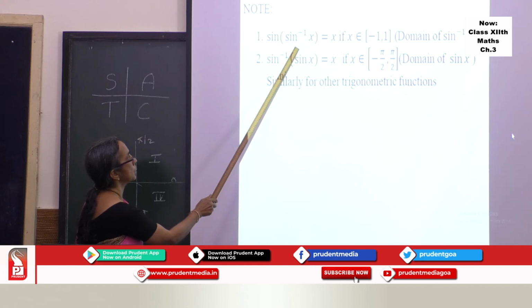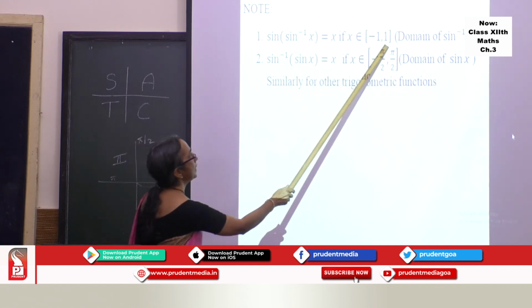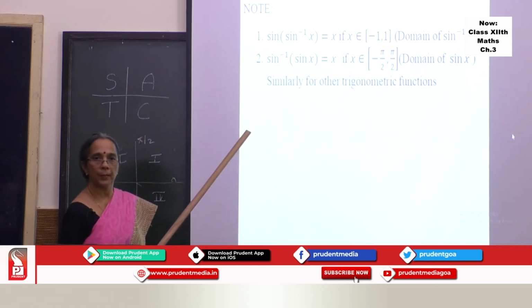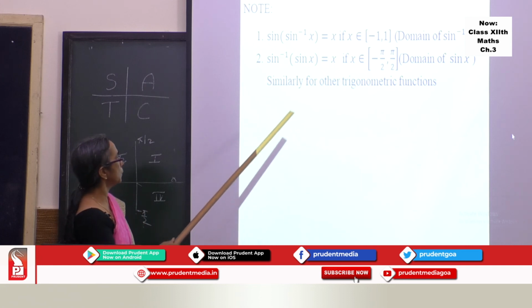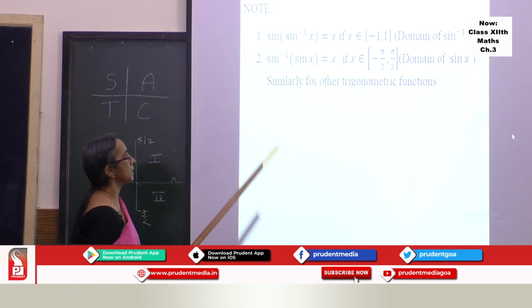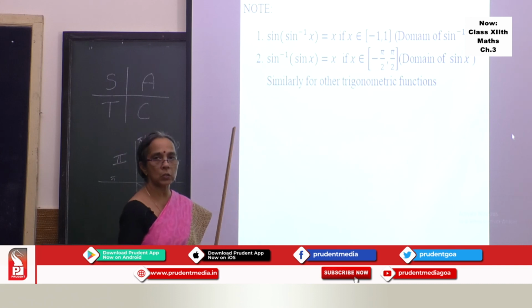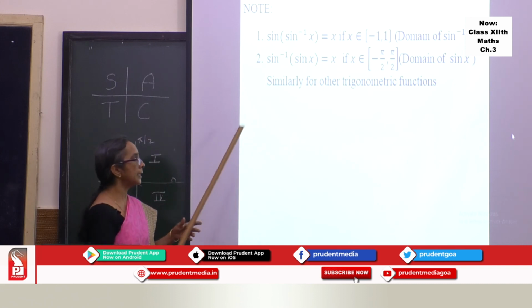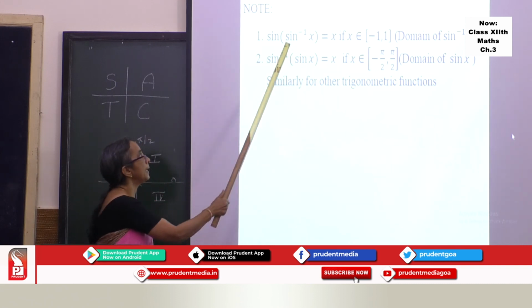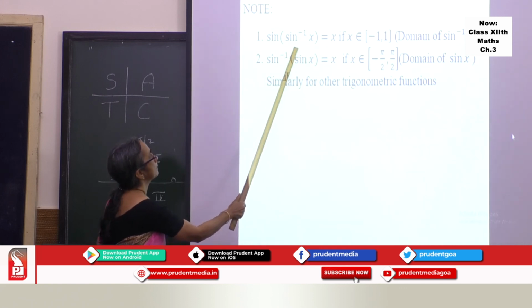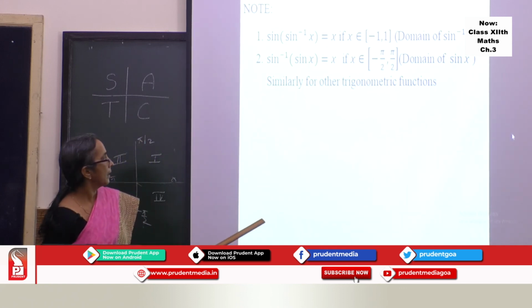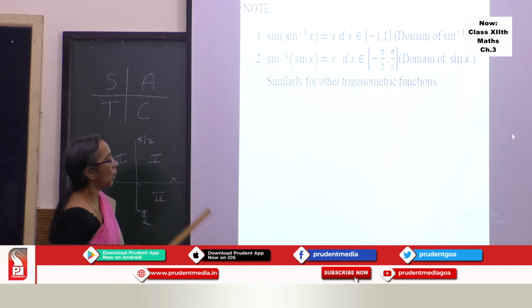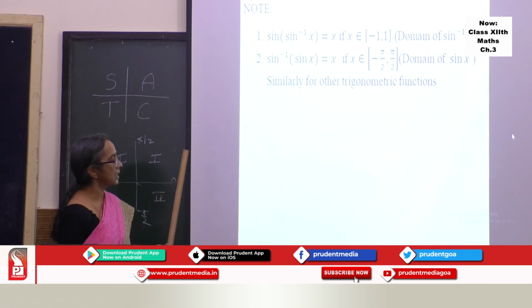Cos of cos inverse of x is x, with the same domain, x belongs to the closed interval minus 1 to 1. But cos inverse of cos x is x if x belongs to 0 to pi. That depends on the domain of the second function here. So that we can write for all the 6 trigonometric functions.